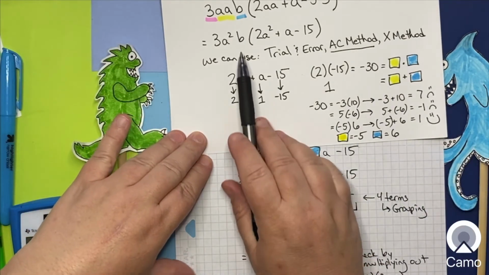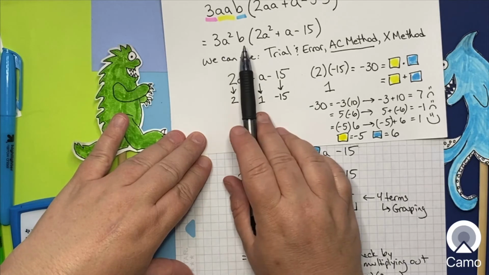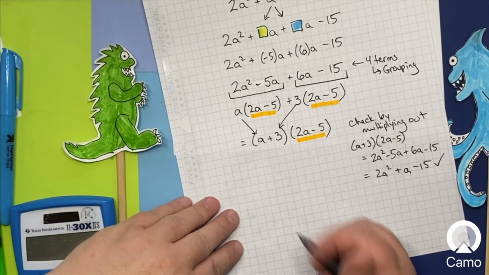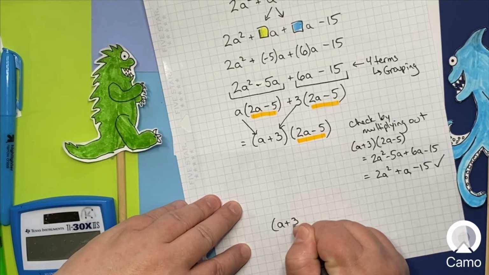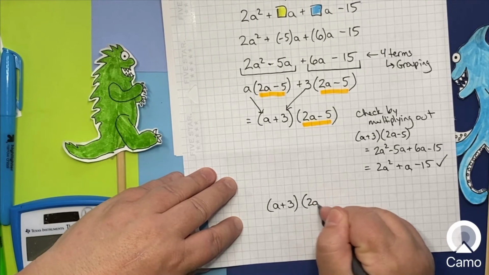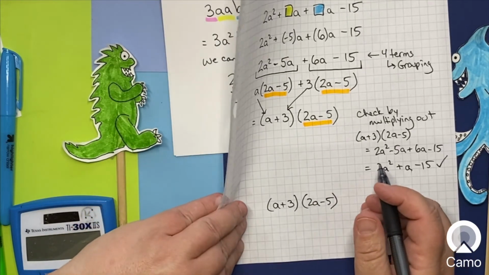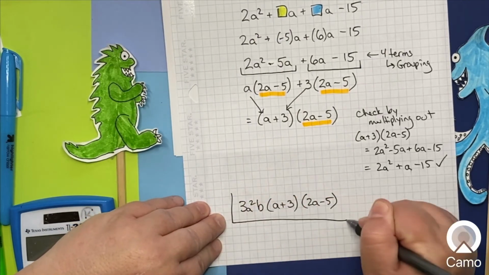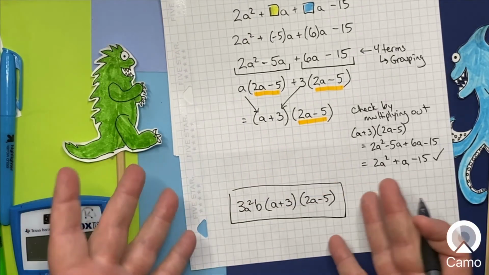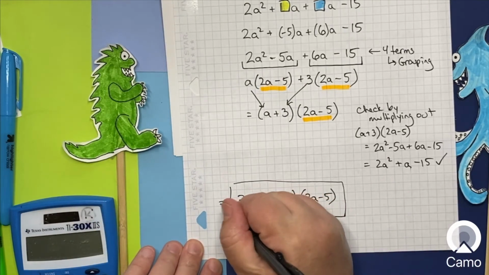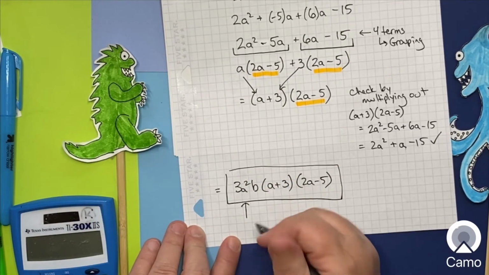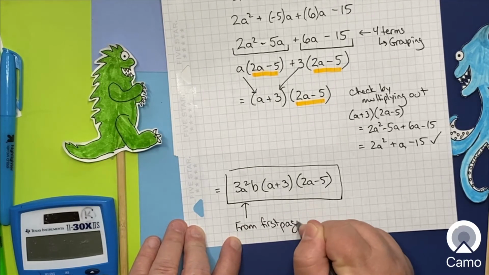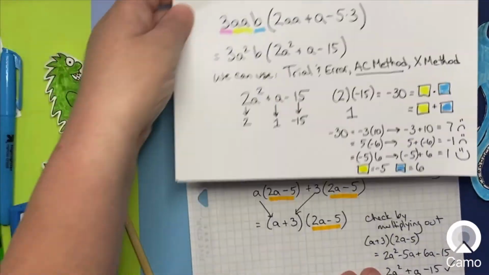But if you recall, right here in the beginning, we factored out the 3a squared b. Do not forget this. At the end, when we think we're done, and we've got the a plus 3, and we've got the 2a minus 5, we need to remember to stick in the 3a squared b, which we factored out in the beginning, and then we've done it! We factored the whole thing! This one's from the first page. Right, so this came out of the very beginning.